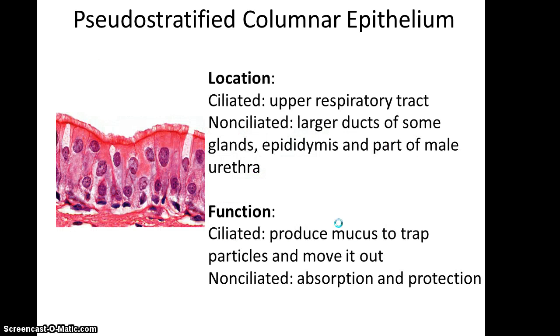So the ciliated version is found in the upper respiratory tract. The non-ciliated version is found in larger ducts of some glands, in the epididymis, and part of the male urethra. The ciliated version functions mainly to produce mucus that it then traps, and then causes the mucus to flow out of the respiratory tract. The non-ciliated version tends to function in absorption and protection.